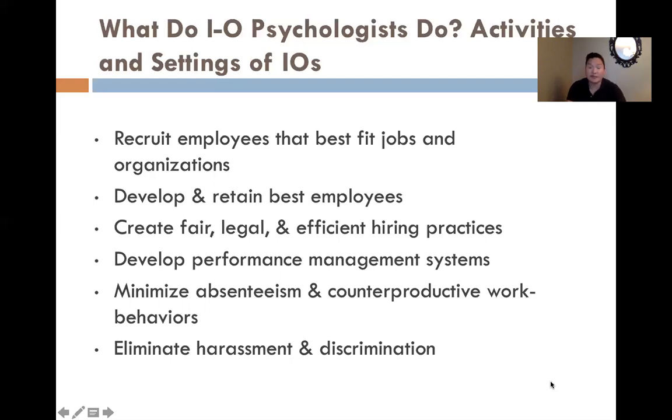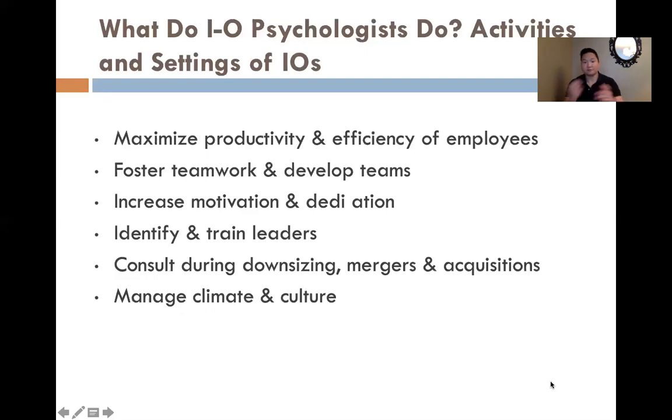We develop performance management systems. We try to minimize absenteeism, people not showing up, and counterproductive work behavior, or behavior that is counterproductive in some way to the workforce, whether that's workplace bullying or theft or things like that. And we try to eliminate harassment and discrimination in the workplace. Those are obviously negative things. They make people feel bad at work. They are costly to an organization, so we try to eliminate those.